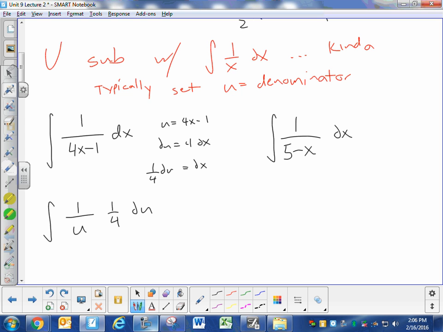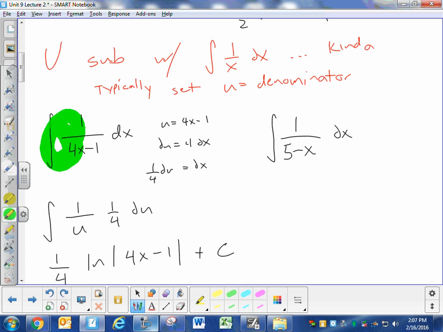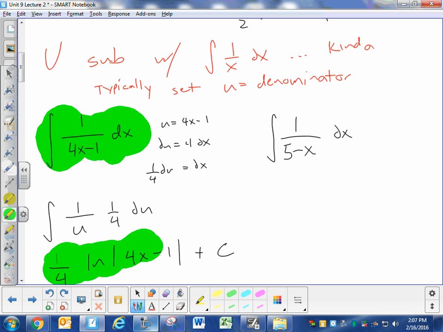Now again, we have 1 over u. It's the same as like 1 over x. The antiderivative is just log absolute. Well, notice, we just need the 1/4 in front of the log of my stuff that's in the denominator. So you started with this guy, and we ended up just with the log of what we had times the reciprocal of my constant in front of that, the 4.